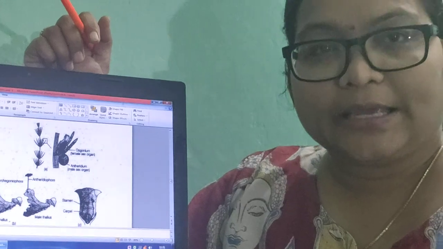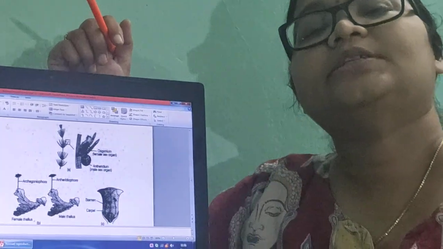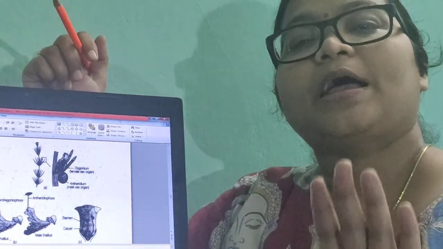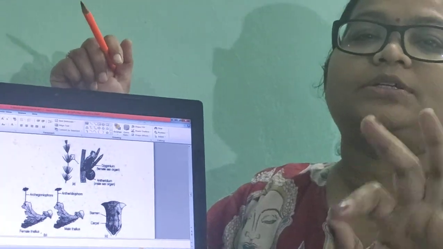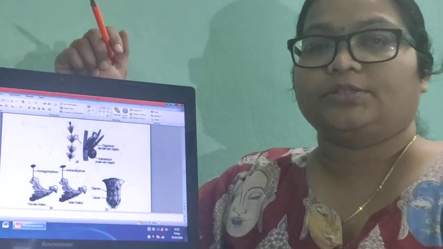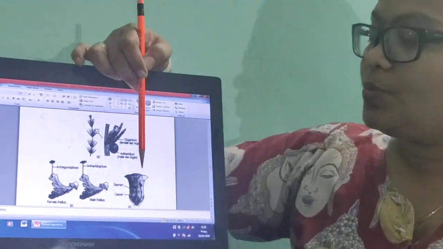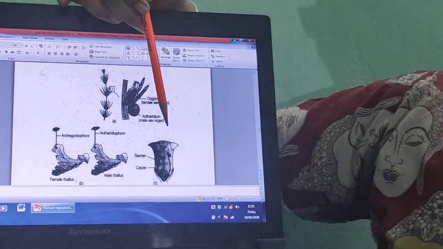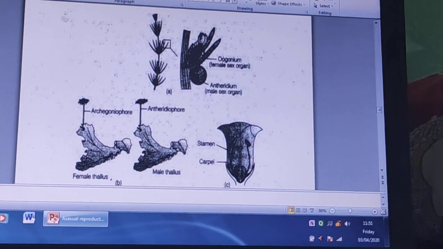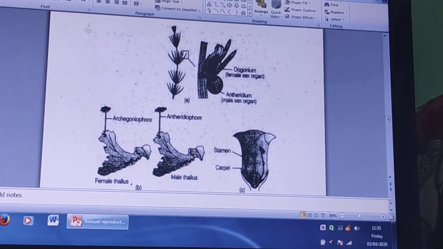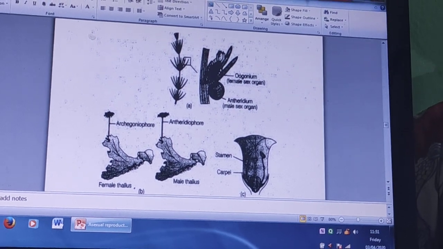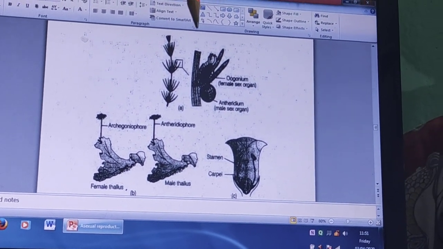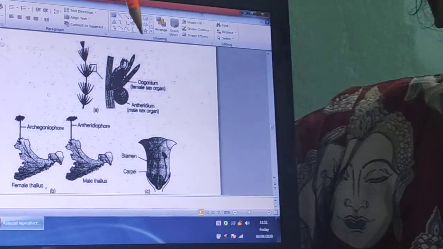comes to the air. Or if any flowering plant is in aquatic medium, the pollen grain will be released into the water. So pollen grain is released to the surrounding. Now the pollen grain is transferred to the egg, and where is the egg present in a flowering plant? Remember, the egg is present inside the ovule.